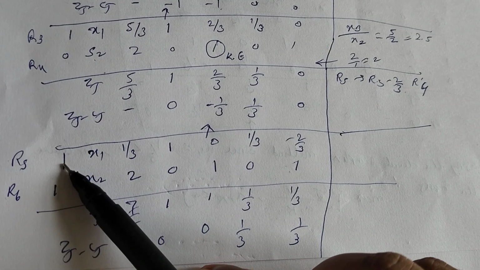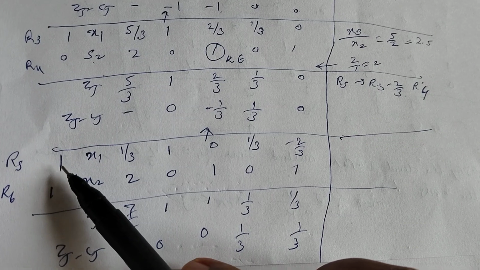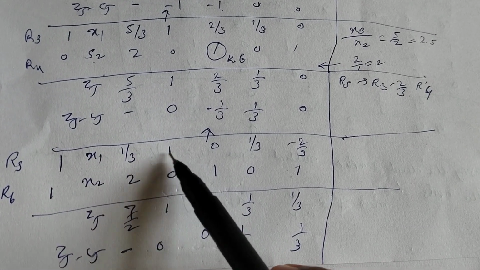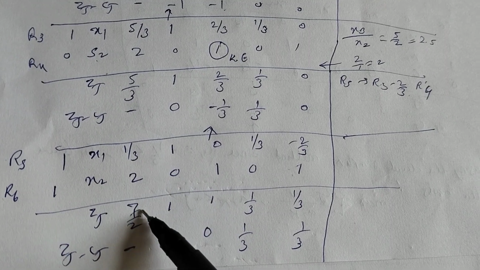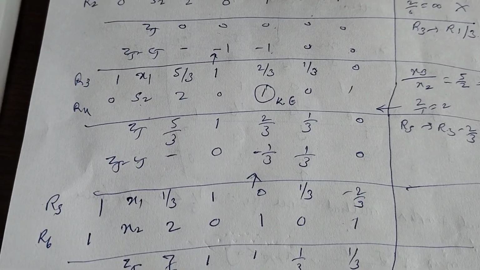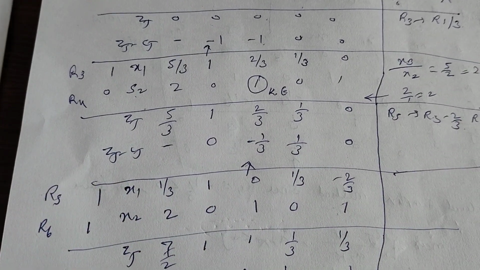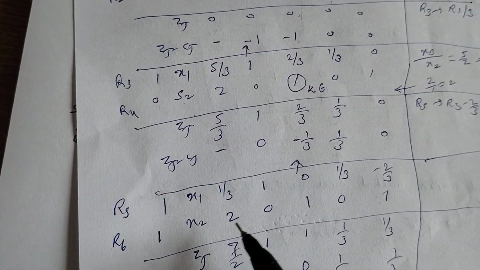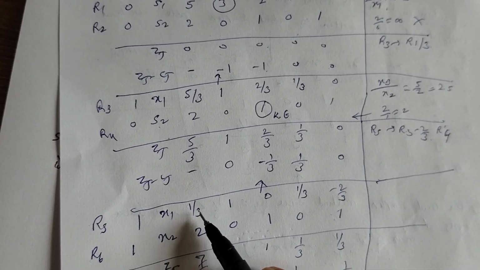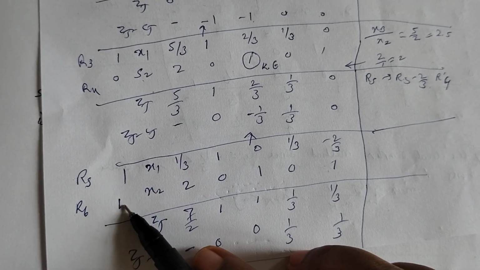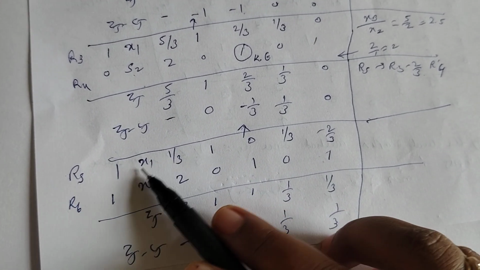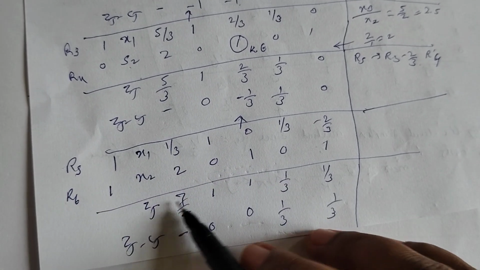Zj is nothing but the summation of Cb into Xb: 1 into 1 by 3 plus 1 by 3 into 1 plus 2 into 0. Okay, now you calculate the value of Zj. Zj is the summation of Cb into Xb, 1 into 1 by 3 plus 1 into 2. Similarly 1 into 1 plus 1 into 0, so 1 into 0 plus 1 into 1. Like this you have to write the value of Zj.